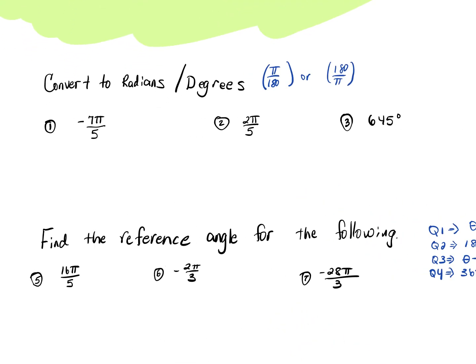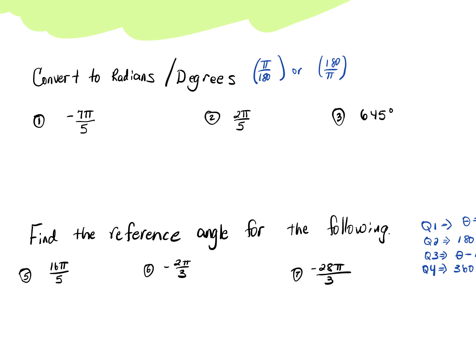So if we look at number 1, we have negative 7 pi over 5. It's a radian. We're going to multiply it by 180 over pi. Your pi cancels out. Your 5 goes into 180 36 times. We multiply negative 7 times 36, and that gives us negative 252 degrees.